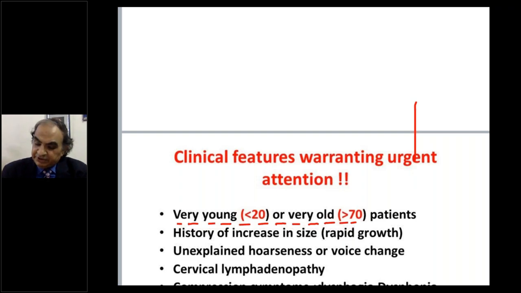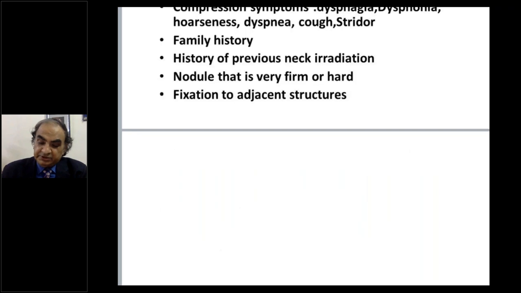History of rapid increase in size, hoarseness, cervical lymphadenopathy. These are clinical scenarios where you would look at other features also, that it has got fixed and you are suspecting it to be malignant. Of course, other features which I've already discussed, this is just a summary, where you have dysphagia, dysphonia, stridor, etc. Family history, we should be urgently looking at it. History of previous neck radiation, as I mentioned in the beginning, some people take it as high risk. A nodule that is firm or hard and fixed to the adjacent structures would all raise your chances of it being malignant.